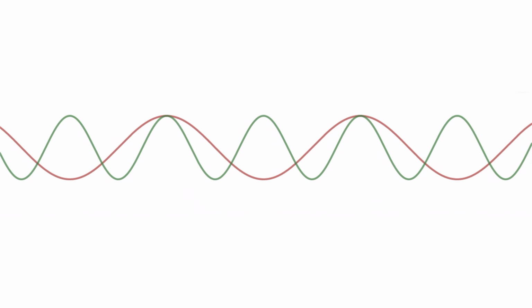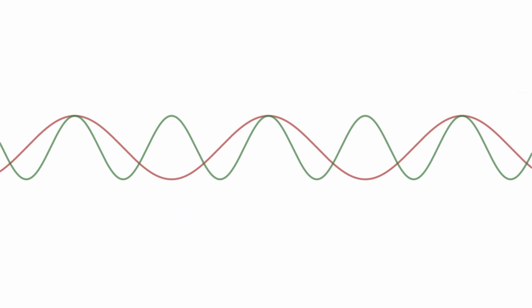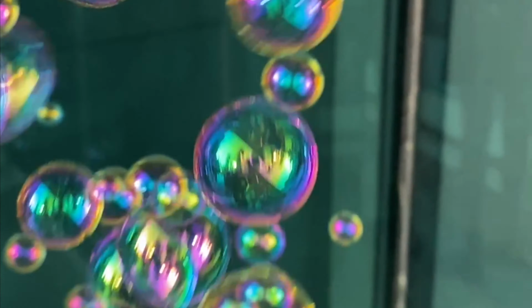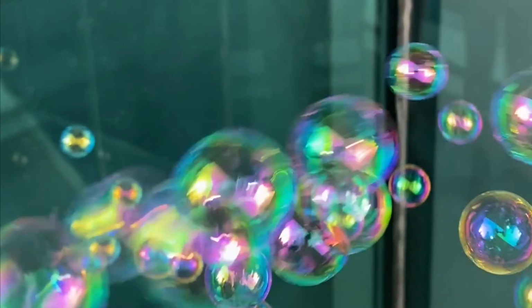For light, changing the frequency or wavelength changes the color of light. Red light has a low frequency and blue light has a high frequency. Increasing the amplitude makes the light brighter.